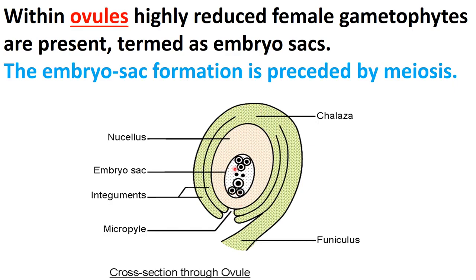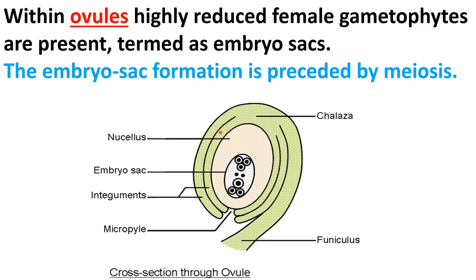Okay, so just see this complete structure is the ovule, and this embryo sac is present inside the ovule. And what is this embryo sac? This is the female gametophyte, right? And this embryo sac formation is preceded by meiosis. So how has this embryo sac been formed here? This has been formed by meiosis division here.